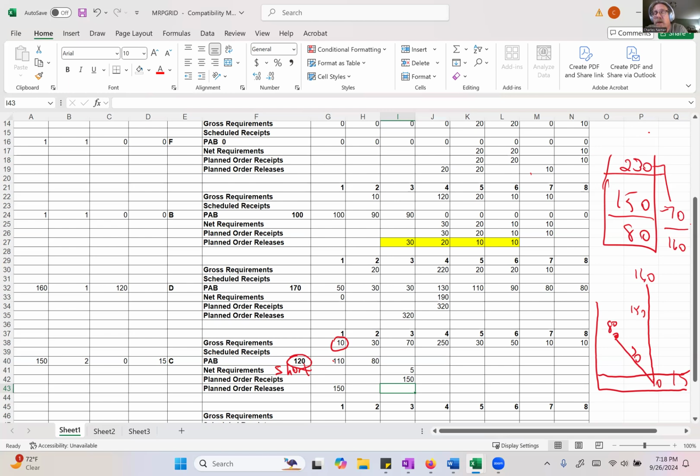Absolutely yes. But once I sell, and I'll write this on the bottom, once I sell the 146th part, I'm going to dip below safety stock. So safety stock is kind of an artificial floor we're trying to stay above. Okay.